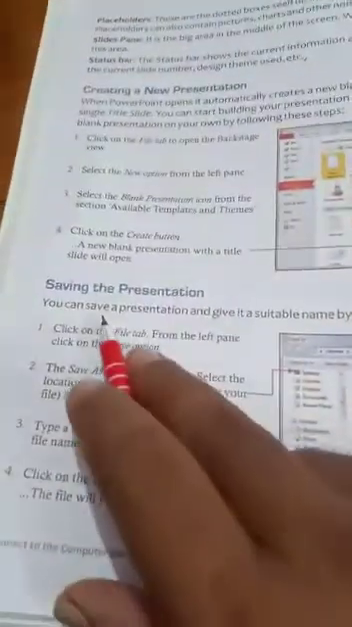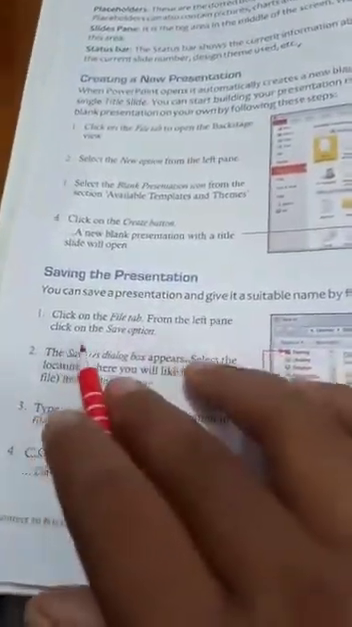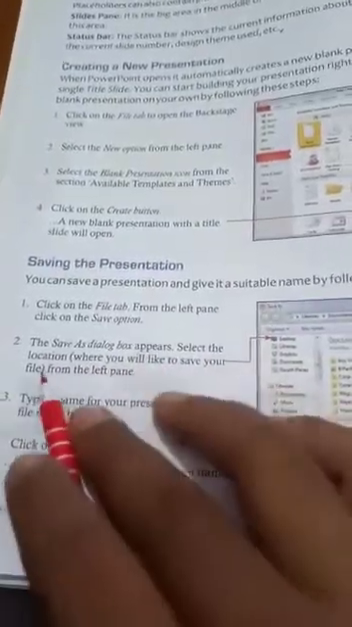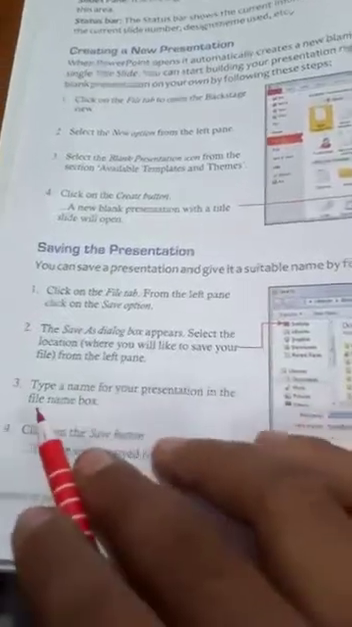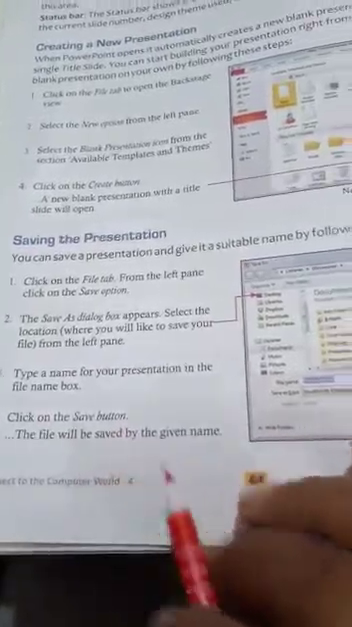Now saving the presentation. Second, you can save a presentation by giving it a suitable name by following these steps listed below. Click on the File tab from the left pane, click on the Save option. The Save As dialog box appears. Select the location where you like to save your file from the left pane and type a name for your presentation in the file name box. Fourth, click on the Save button. The file will be saved by the given name.